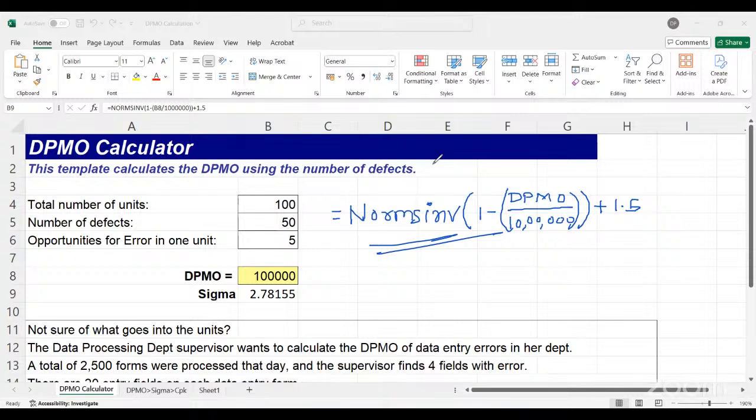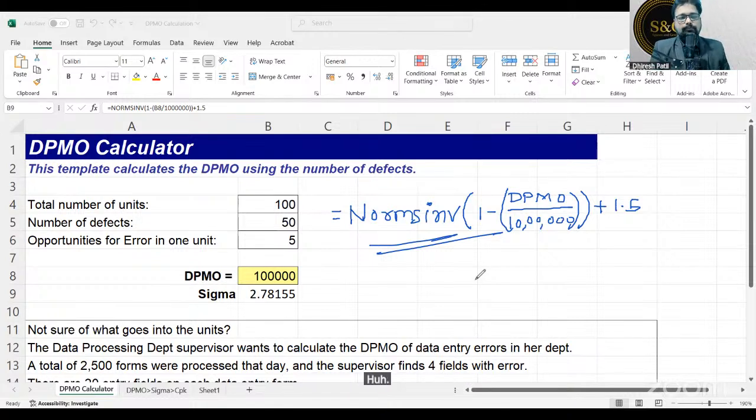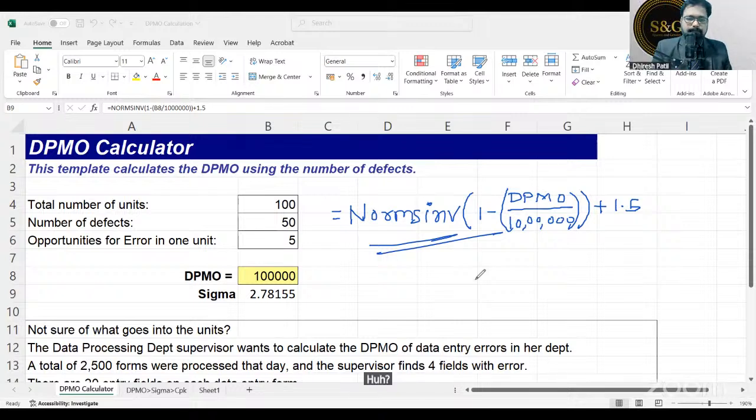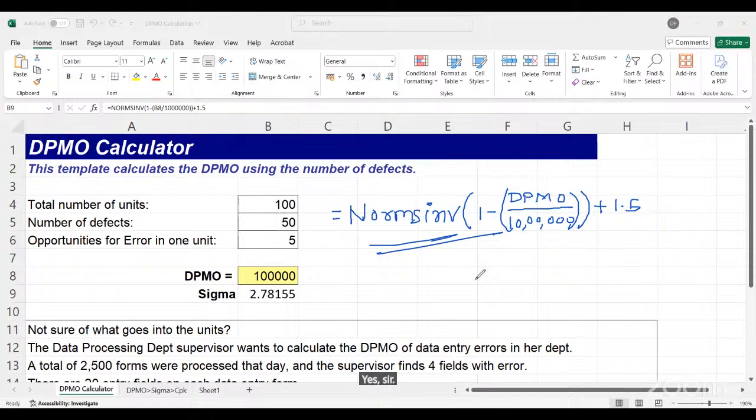Hello sir. Yes, go ahead. Sir, there is a little confusion: we have 100 shirts. We have 100 shirts and the total number of defects is 50. And the opportunity will be 5 in every shirt. Yes, sir, correct. So we have mentioned here 50 defects. So you mean these defects are only in 10 shirts?